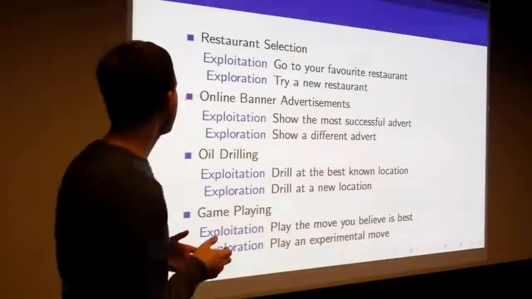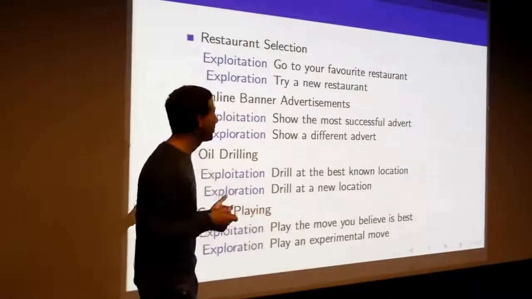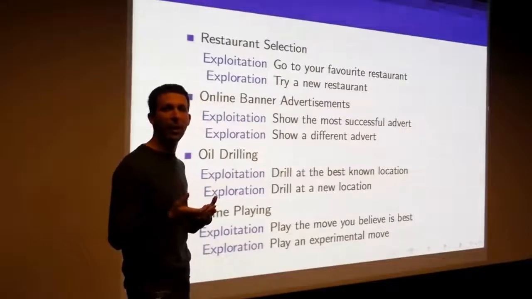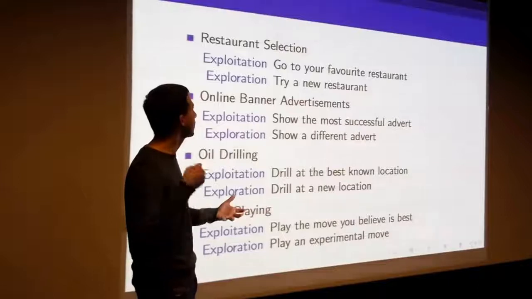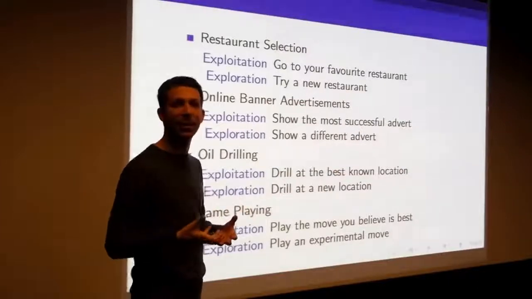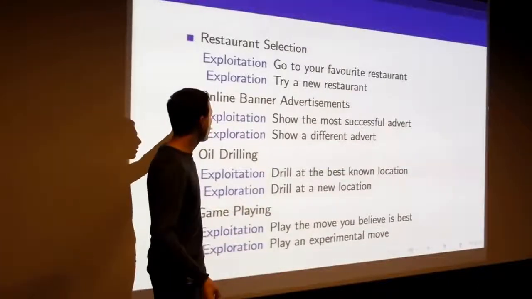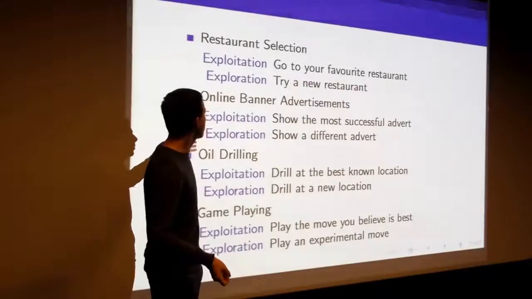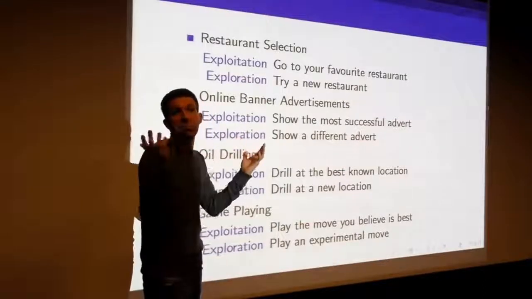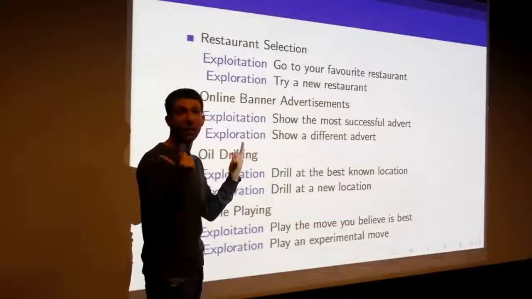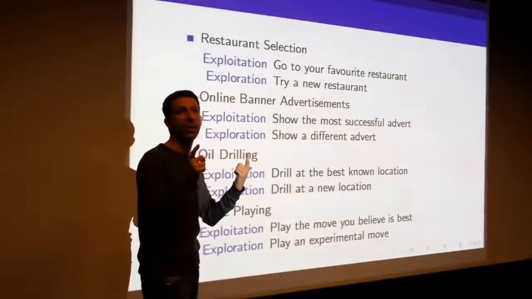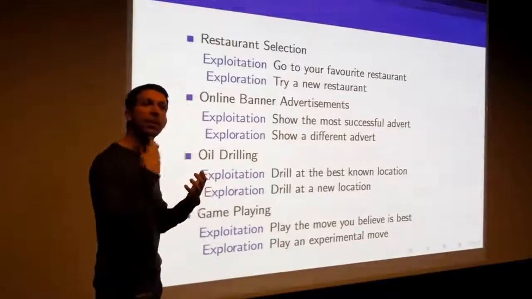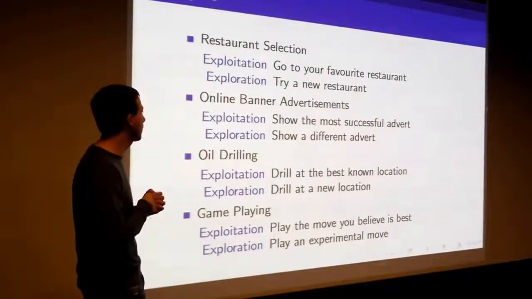So here's a few examples. If you're going to a restaurant, you might want to explore by trying a new restaurant, or you might want to exploit by going to the one you know best. The online banner ads I mentioned already, but there you might want to explore by showing a user a different advert to what you've shown that kind of user before. But to exploit would be just to show the one you're most sure they're going to click on.